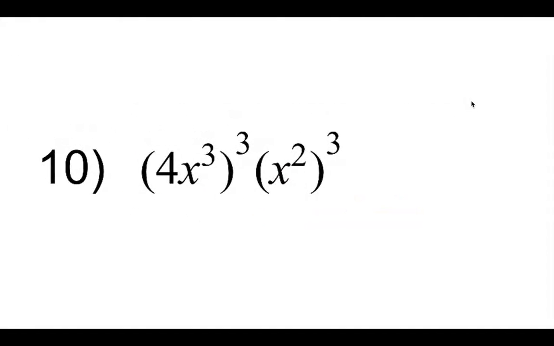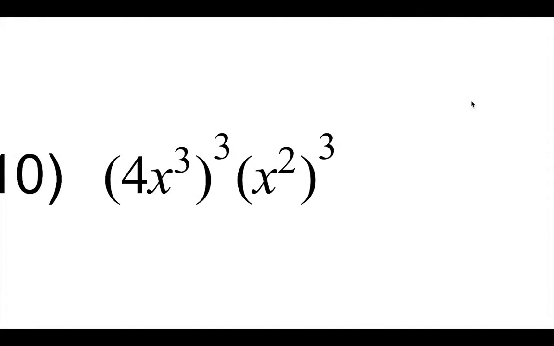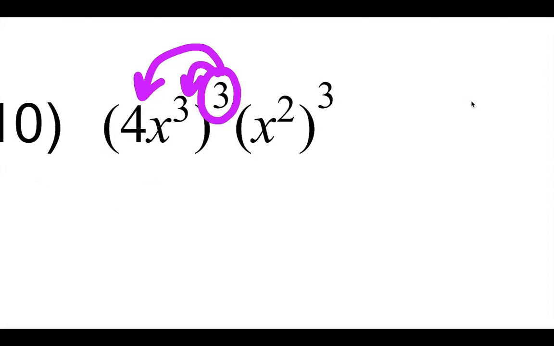Okay, here. First, I've got to deal with these exponents. Remember PEMDAS: parentheses, exponents, then multiply. So first I have to exponent it out. The 3 goes to everything inside. So I really have 4 to the 3rd power times x to the 9th, right? 3 times 3 is 9.